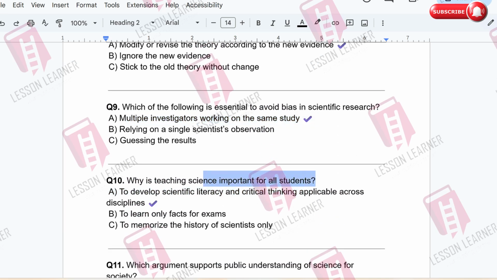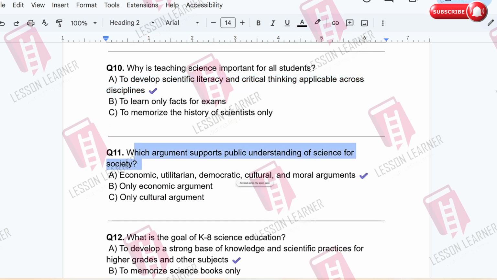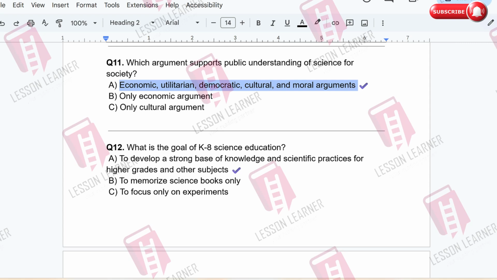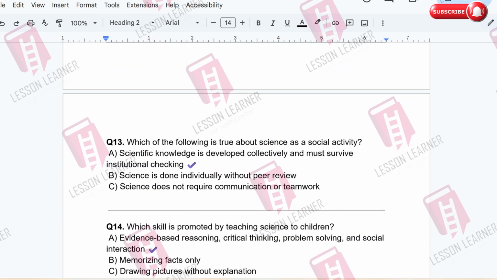Why is teaching science important for all students? To develop scientific literacy and critical thinking applicable across disciplines. Which arguments support public understanding of science for society? Economic, utilitarian, democratic, cultural, and moral arguments. What is the goal of K-8 science education? To develop a strong base of knowledge and scientific practices for higher grades and other subjects.